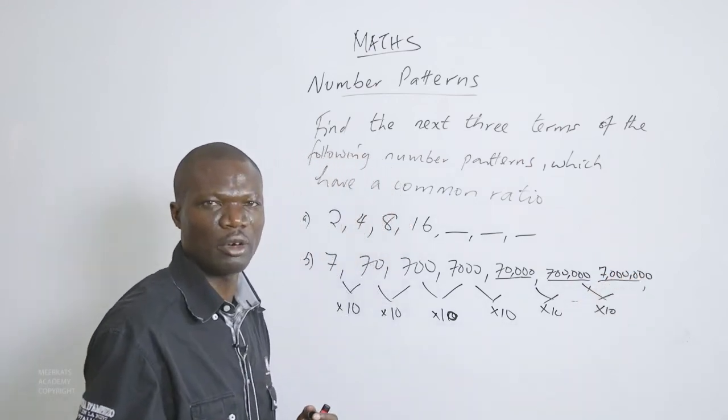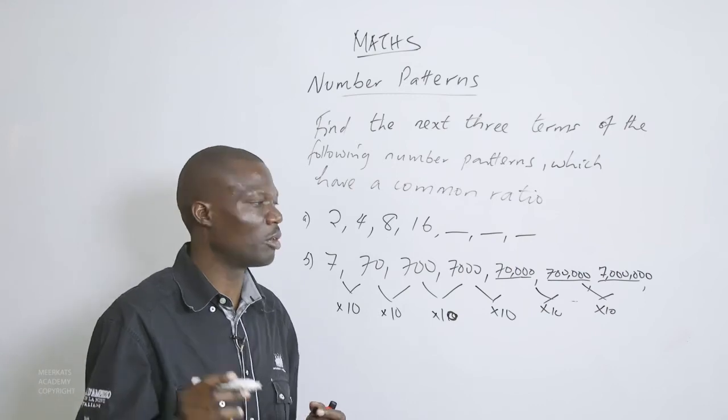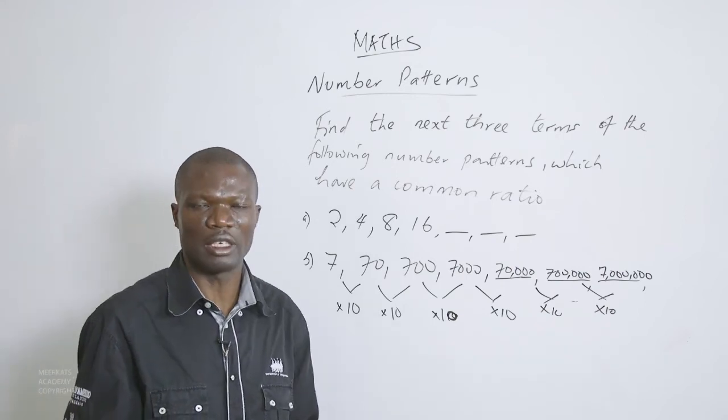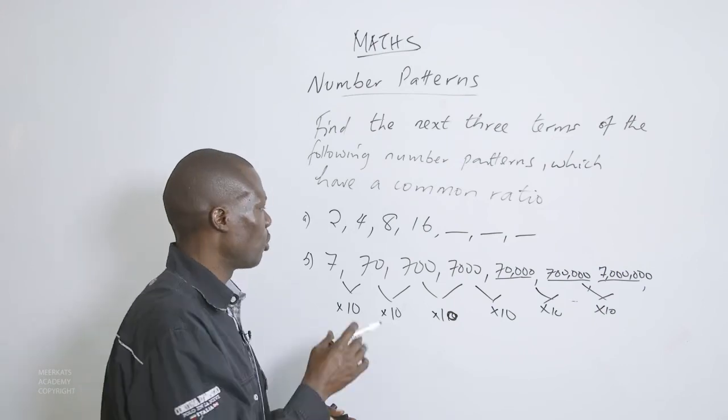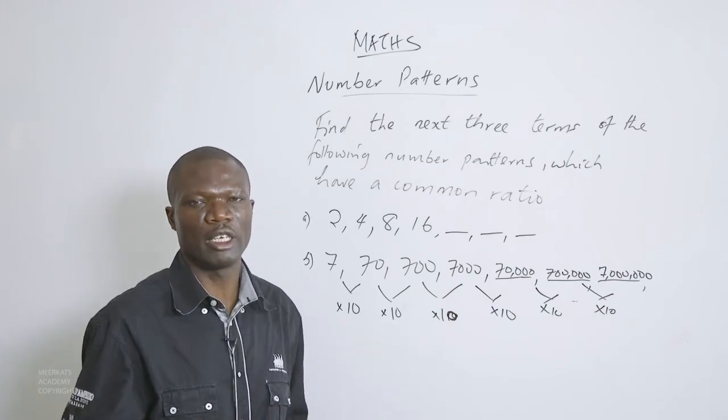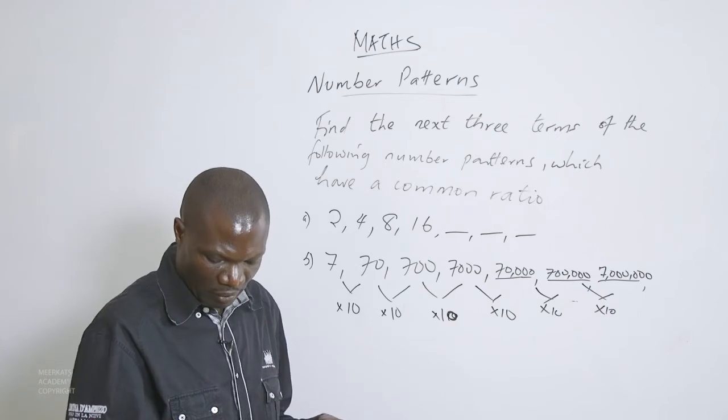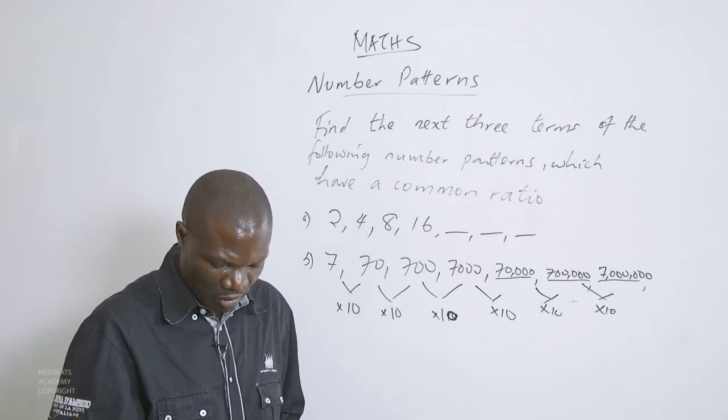So what is our common ratio? The common ratio here is 10. So at any given time, when you multiply the previous number by 10, you'll always find the next number.